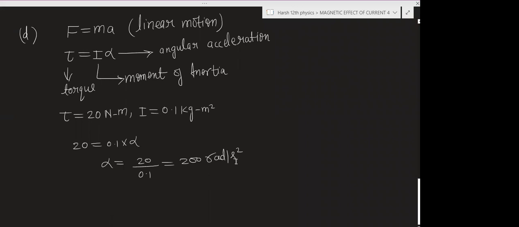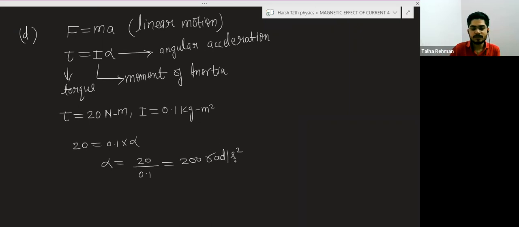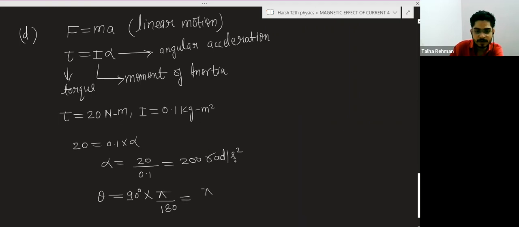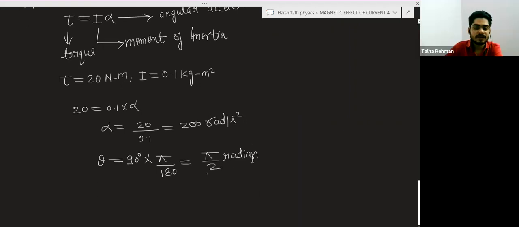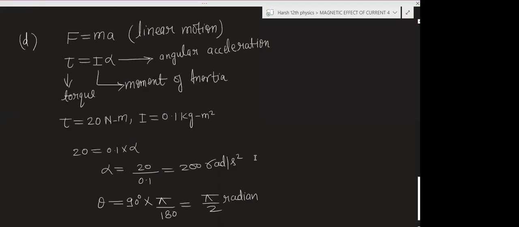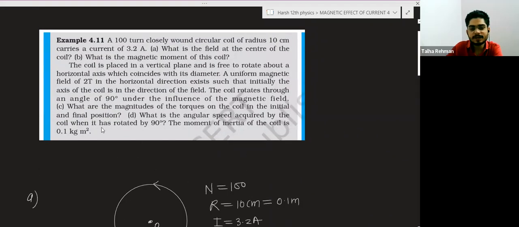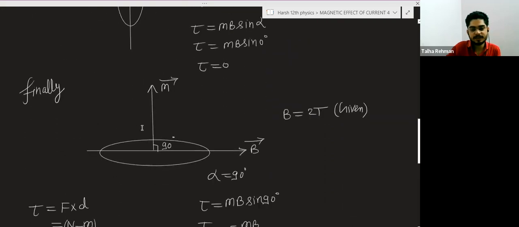Now you have rotated the coil through theta, and theta is equal to 90 degrees. We can convert this theta into radians by multiplying by pi by 180 degrees, so this becomes pi by 2 radian. They are asking for the angular speed acquired by the coil when it is rotated by 90 degrees.